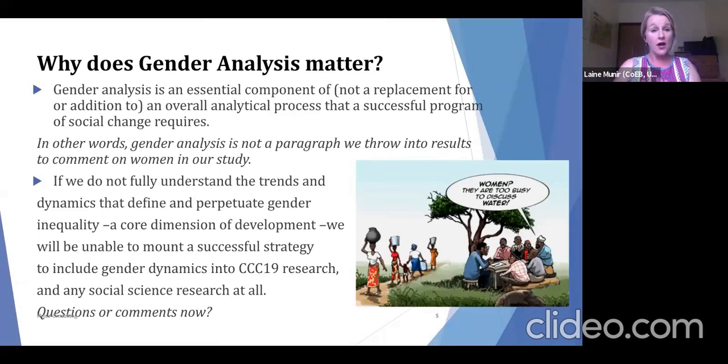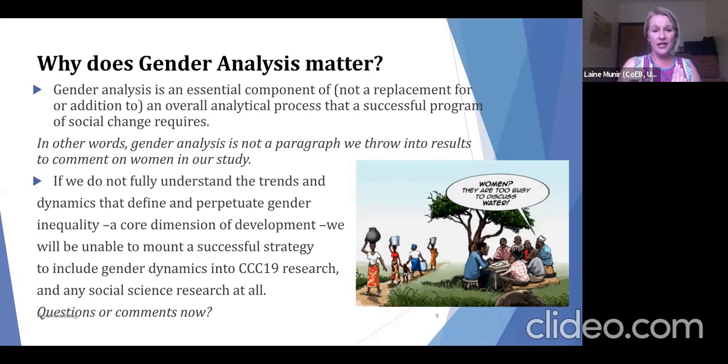So for us, really briefly, moving forward in CC19 and hopefully in all of your research all the time, what we don't want to do is do a bunch of research, collect a lot of data, and then write a paragraph or a page about what this means for women. That is not gender mainstreaming. That is not inclusive research. That is people trying to check a box so that they can say that their research includes women.